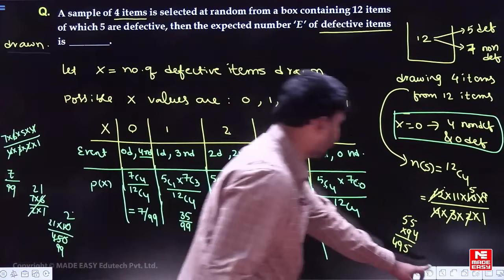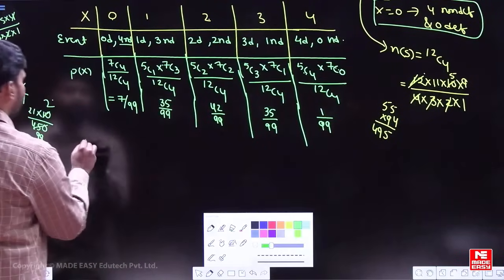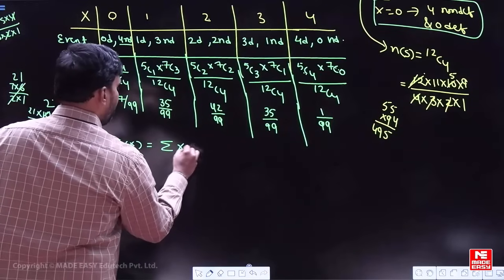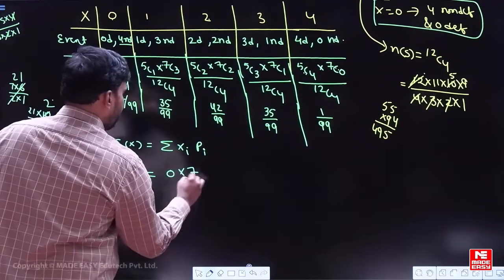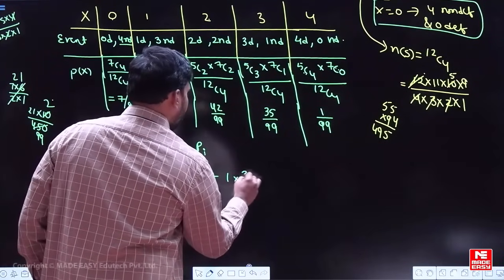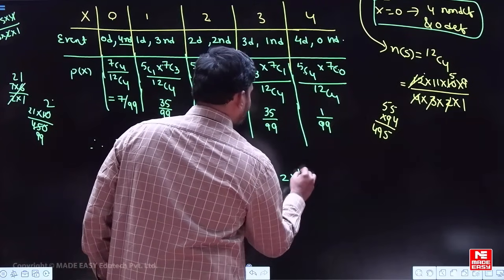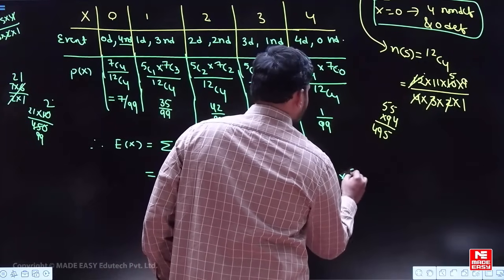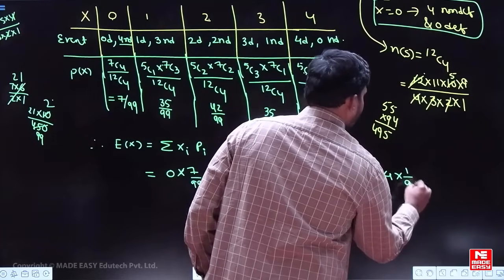Once you get these probabilities, now what you have to do is multiply with them. Therefore, the expectation of x is equal to summation of xi into pi. So that becomes 0 into 7 by 99, plus 1 into 35 by 99, plus 2 into 42 by 99, plus 3 into 35 by 99, and then plus 4 into 1 by 99.